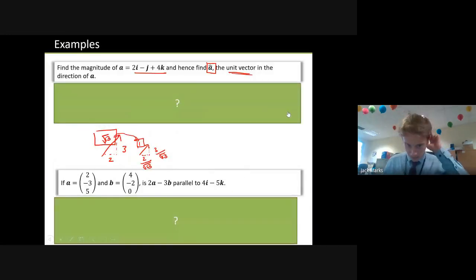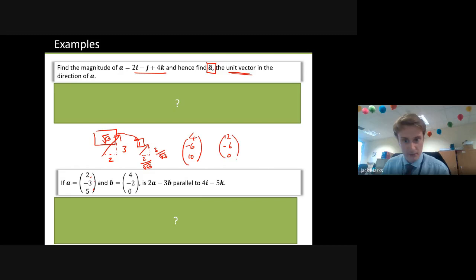Okay, where were we? So we discussed this one. Example of another kind of question then, again, quite similar to year 12, but with i, j, and k instead. So 2a, well, let's find 2a then. 2a should be 4 minus 6, 10. Minus 3b, well, what is 3b? 3b is 12 minus 6, 0.